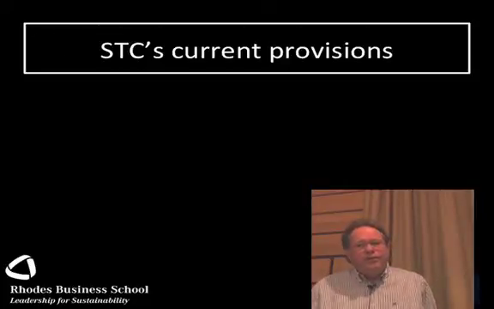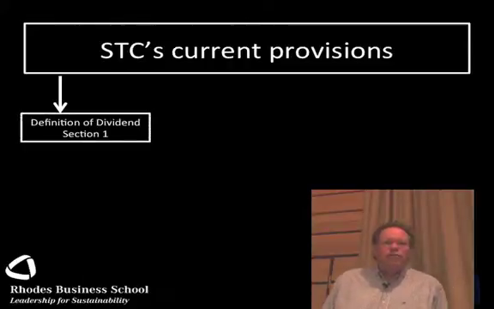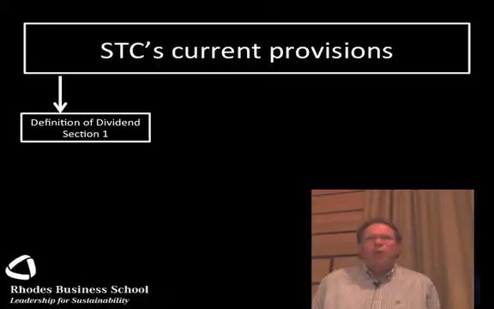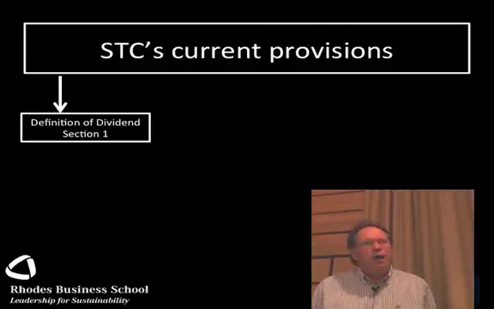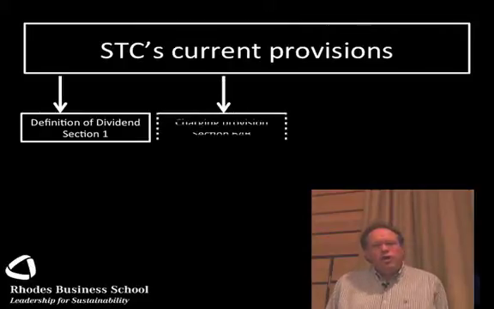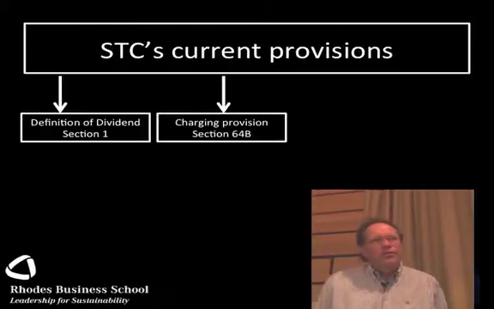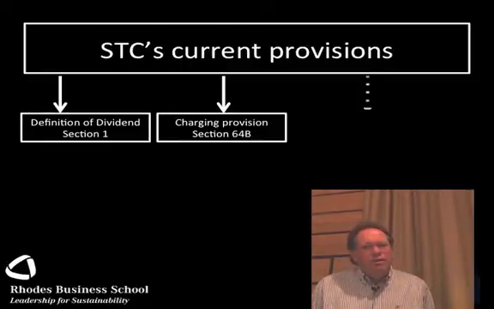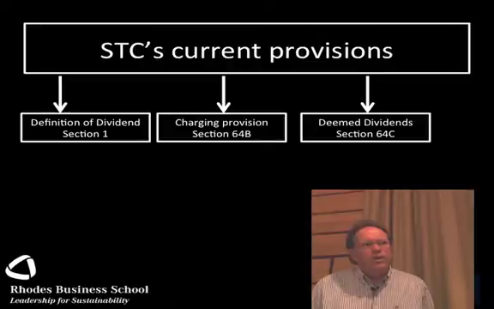Right. STC's current provisions are driven by the definition of dividend contained in Section 1 of the Act. Those of you who wrote the board pre-2011 remember that that was driven by what are the reserves of the company. We always used to joke that whoever wrote that definition had a tormented mind. Very complicated, looking at pre-1993 revenue reserves, post 2001 capital reserves, and all sorts of crazy stuff going on in it. That was your definition of dividend, which drove your charging provision in STC Section 64B. And then your deeming provision was contained in Section 64C.